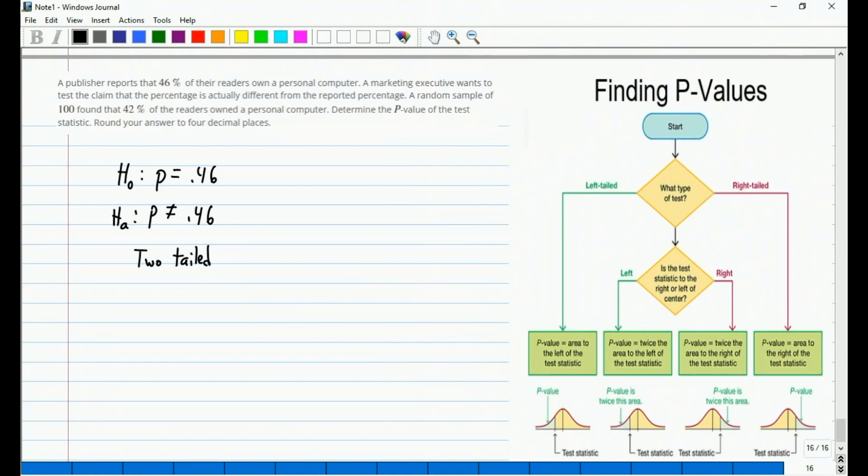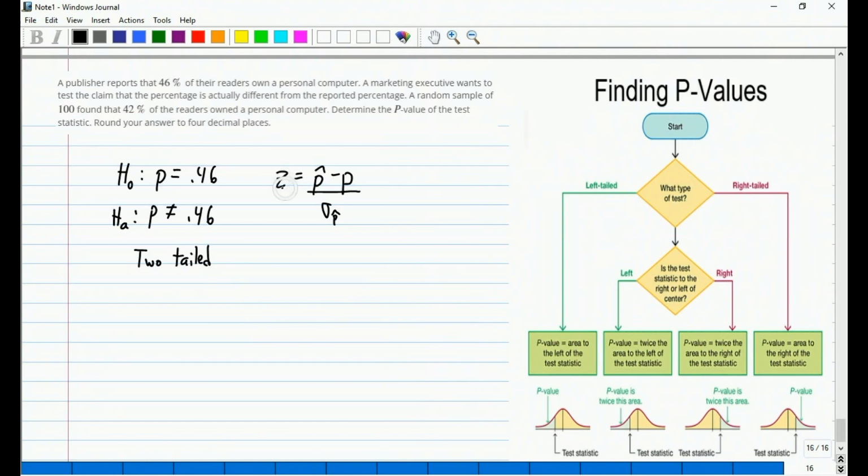All right, so this is not left-tailed. It's not right-tailed. So we've got to go straight down the middle. We need to know if the test statistic is to the right or left of the center. So we need to figure out the test statistic to be able to figure out the p-value. It's the same formula we just used: z equals p hat minus p over sigma sub p hat.